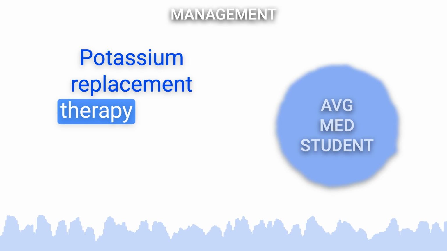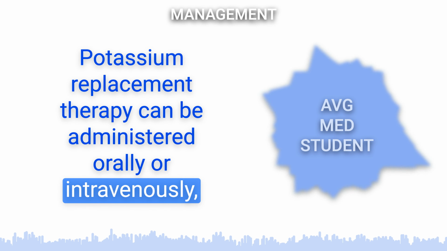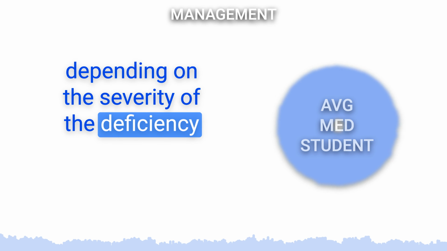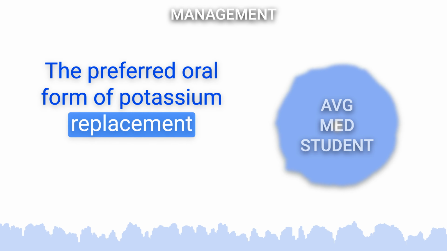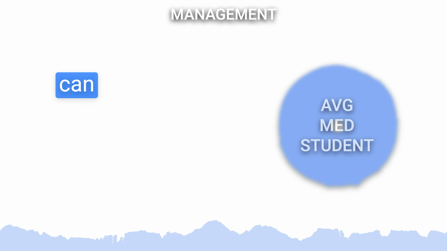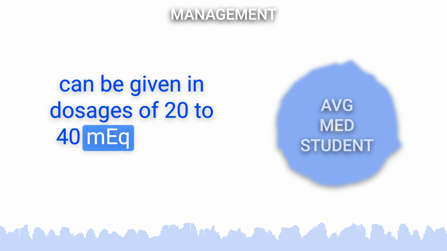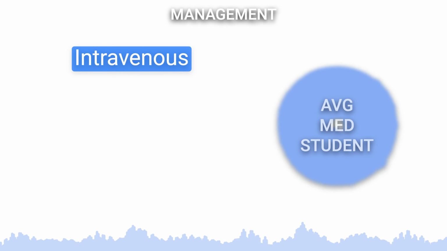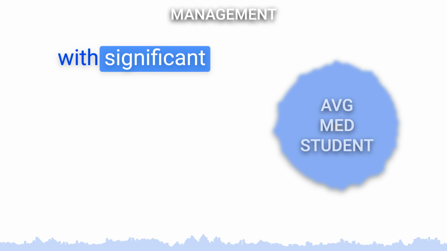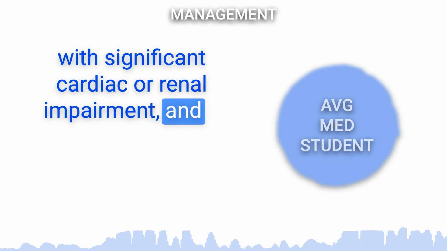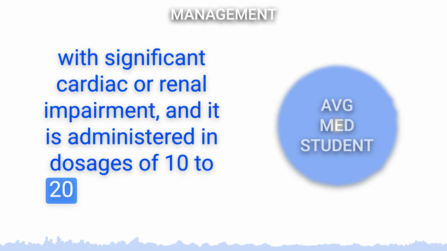Potassium replacement therapy can be administered orally or intravenously, depending on the severity of the deficiency and the patient's clinical condition. The preferred oral form of potassium replacement is potassium chloride, and it can be given in dosages of 20 to 40 mEq per day in divided doses. Intravenous potassium replacement is typically reserved for critically ill patients or those with significant cardiac or renal impairment, and it is administered in dosages of 10 to 20 mEq per hour.